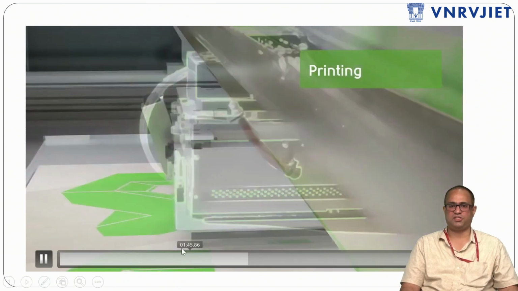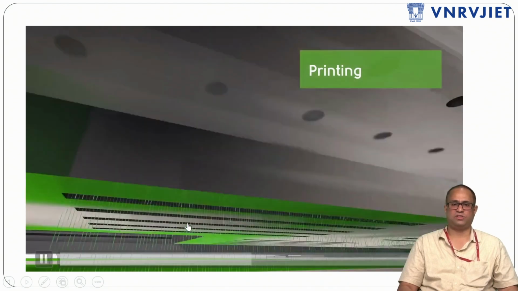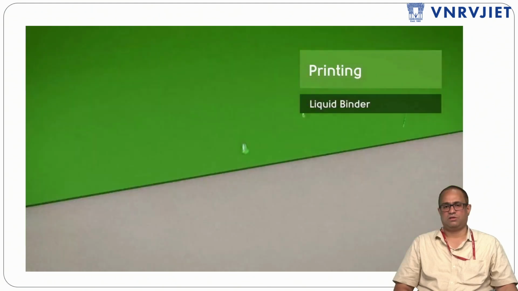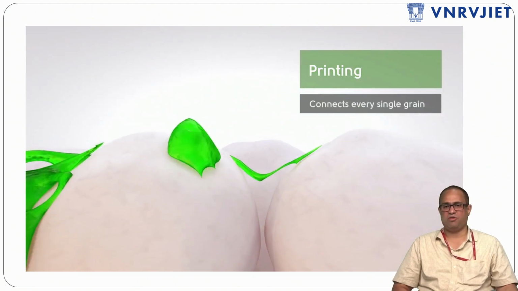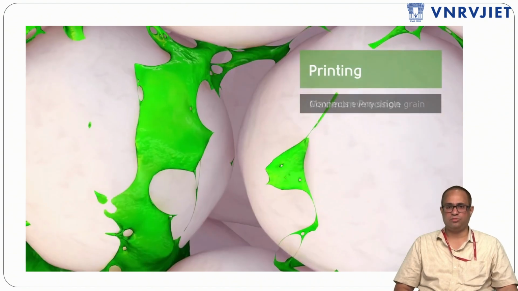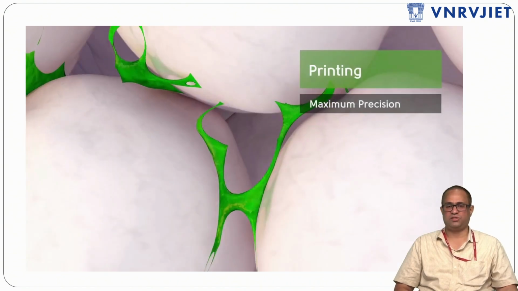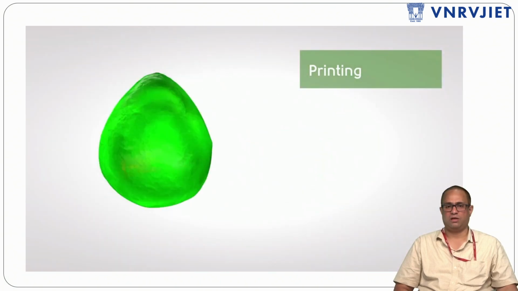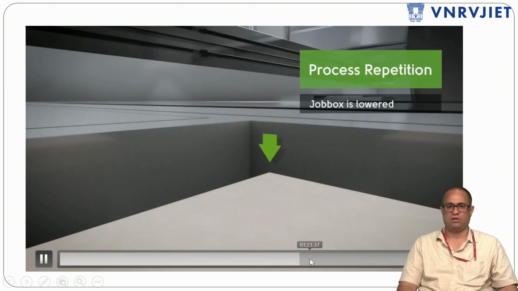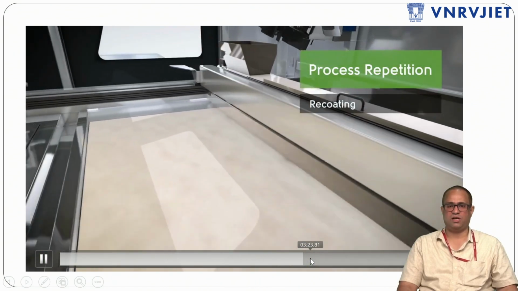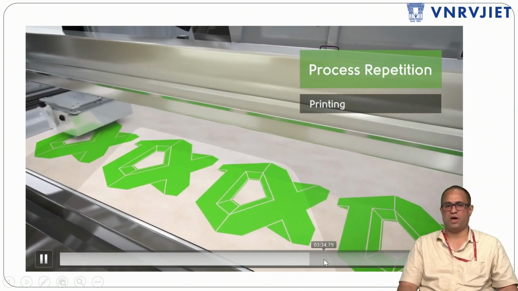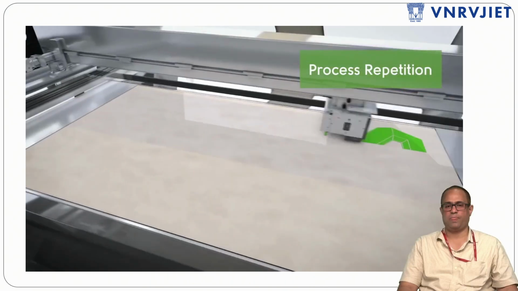As you can see, this is called an inkjet head. This inkjet head dispenses the liquid binder. This binder ensures that each and every single grain adheres, so maximum precision is maintained. Then the job box is lowered, and again the second layer of binder is dispensed on the previous layer, and similarly the recoating mechanism supplies powder evenly on the build platform.